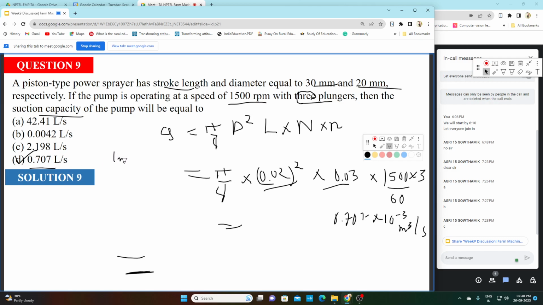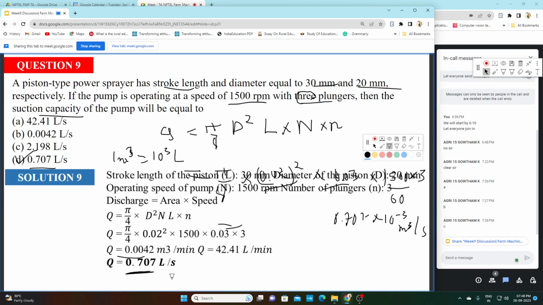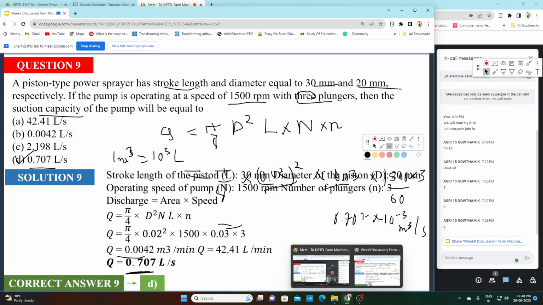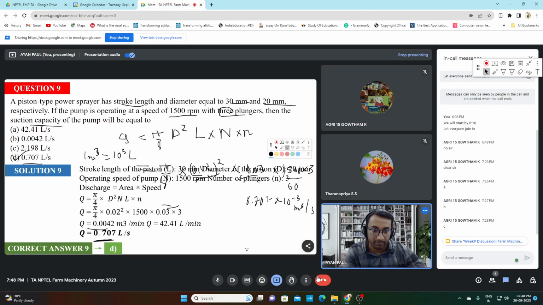1 meter cube equals to 10 raised to the power 3 liter. Okay, 1 meter cube equals to 10 raised to the power 3 liter. So you can convert this meter cube to liter and you will get this answer. So is this clear? Is this question clear? Okay, nice.